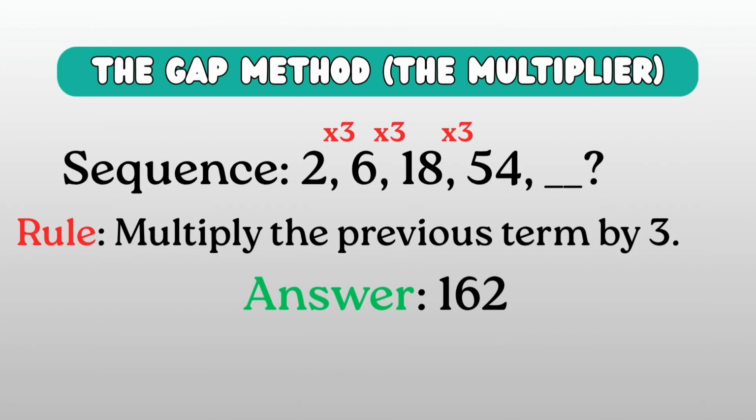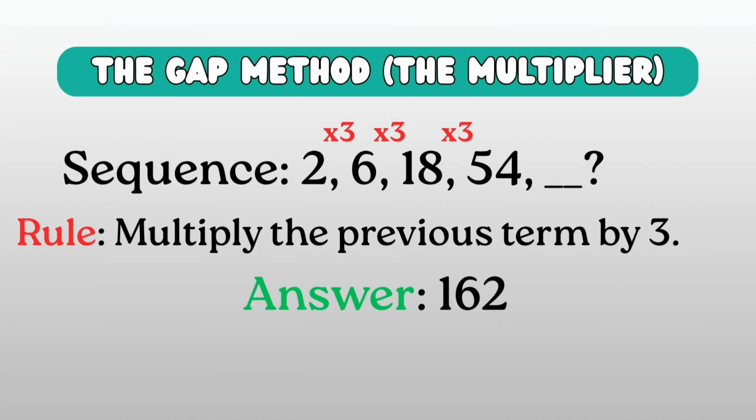What is 6 times 3? It's 18. And what is 18 times 3? Grab your calculators if you need to. Yes, it is 54. It works perfectly. We cracked it. Our rule is to multiply the previous term by 3.